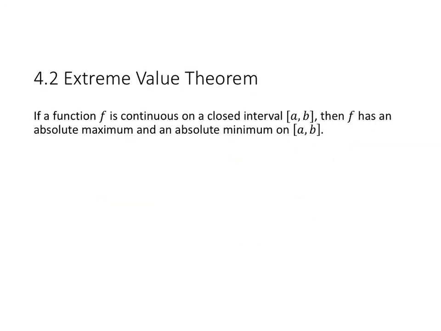So I know we've done the intermediate value theorem, the mean value theorem, and now we're about to do the extreme value theorem. This is the third in our series of the value theorems that we spoke about before. If a function f is continuous on a closed interval a b, then f has an absolute max and an absolute min on that interval a to b. The important part here is that it must be closed.